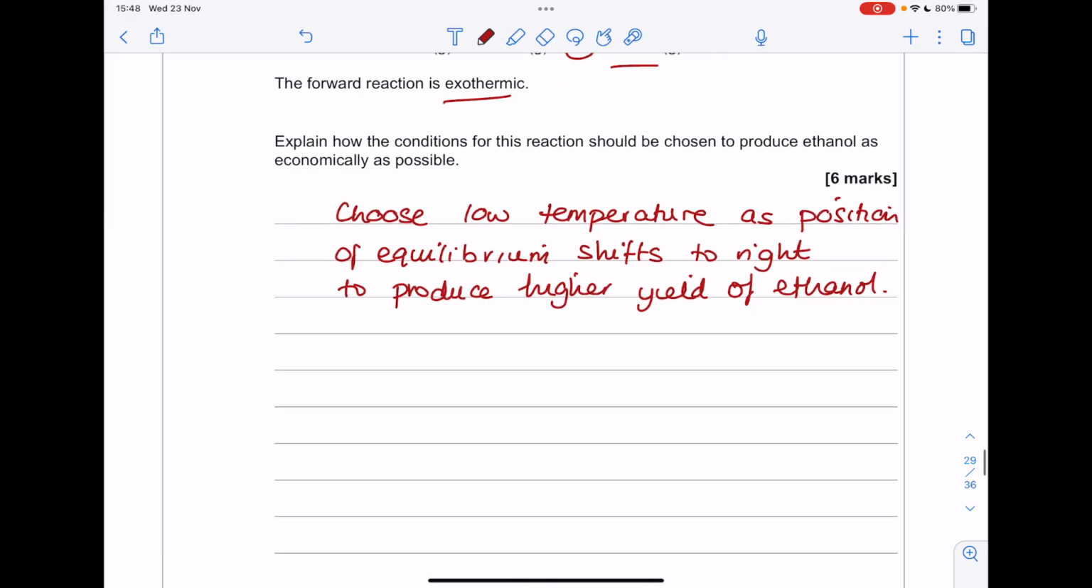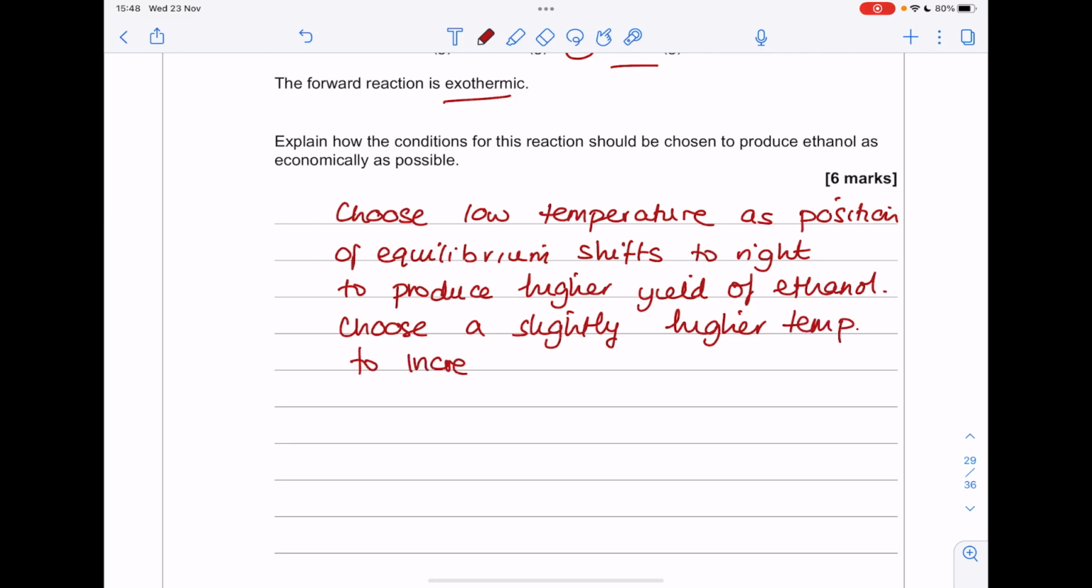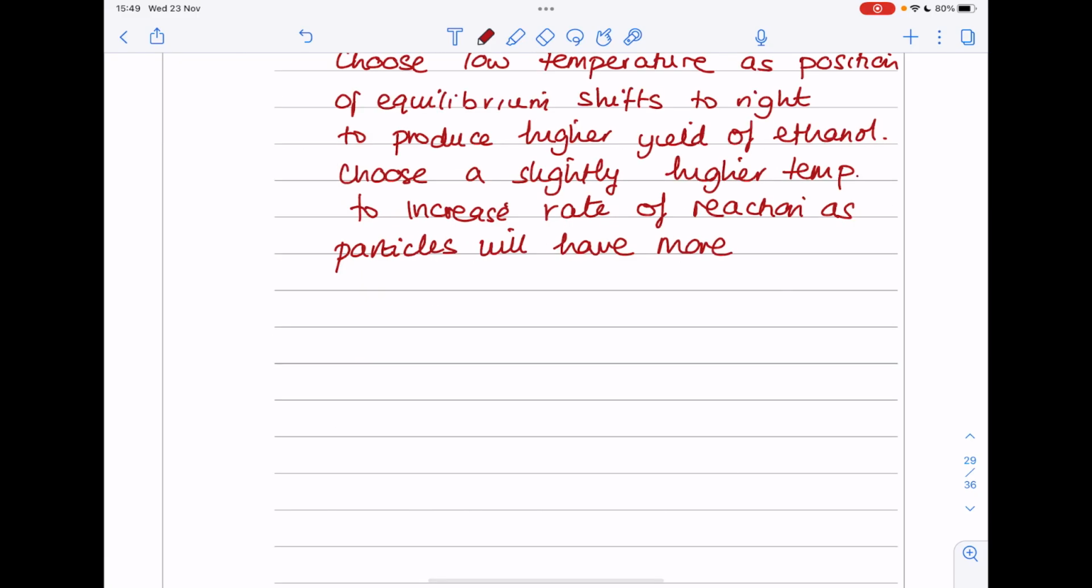However, be careful with that temperature because remember low temperatures mean low rates of reaction. So choose a slightly higher temperature. Remember these conditions will always have to be compromised to increase the rate of reaction, as particles will have more kinetic energy and therefore there'll be an increased frequency of successful collisions.